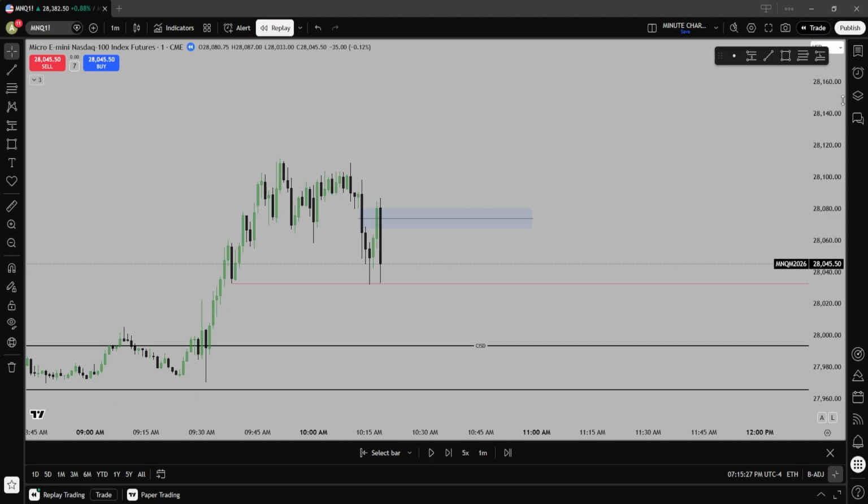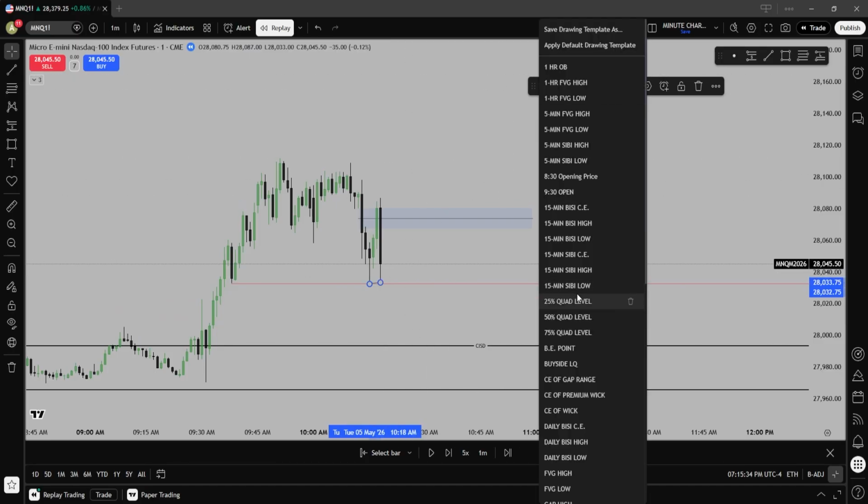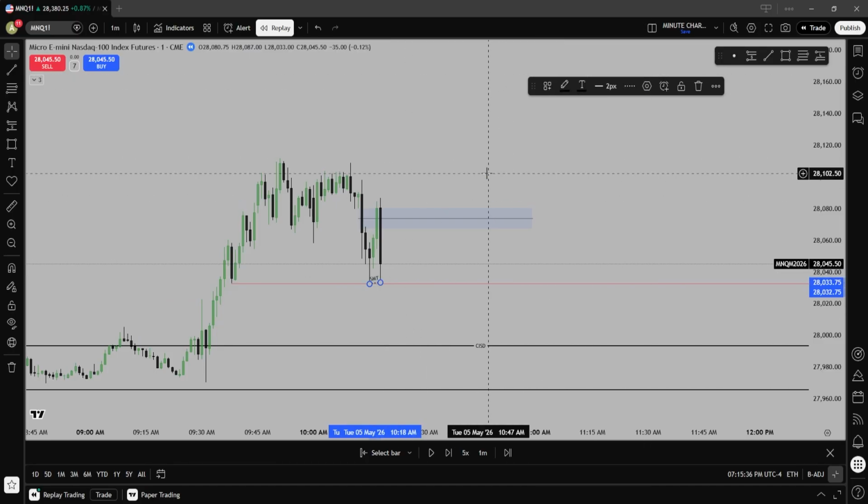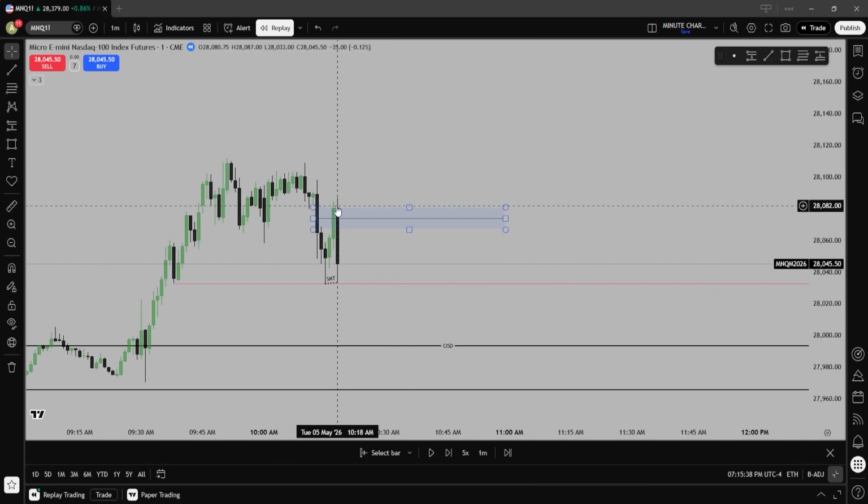Almost, we put in an SMT right here. SMT is going to go right here. SMT gets put in again.